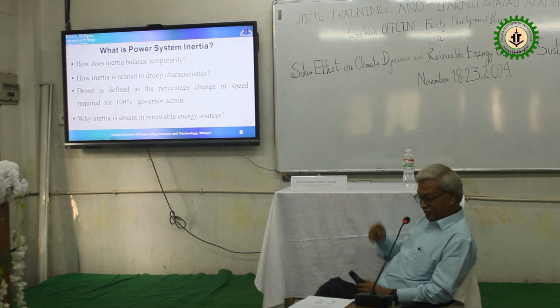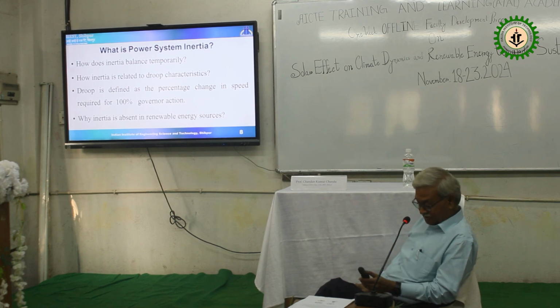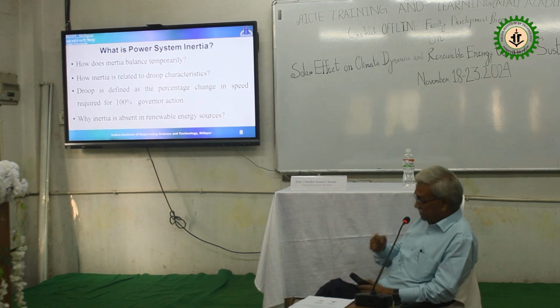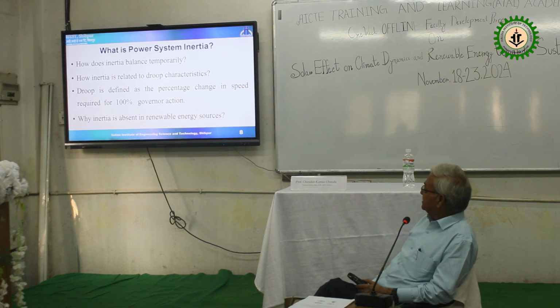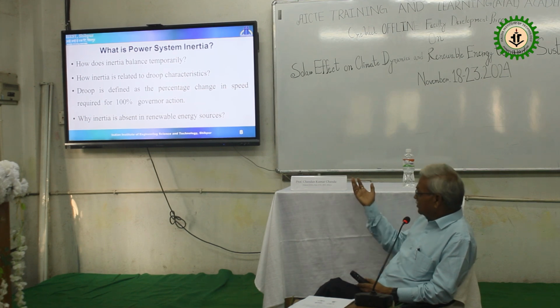I described that material; one student did a lot of work on it in Bombay. Synthetic and virtual inertia are very important. How is inertia related to droop characteristics? Droop is defined as the percentage change in speed required for 100% governor action. Why is inertia absent in renewables? There is no motion, so there is no inertia in solar energy.